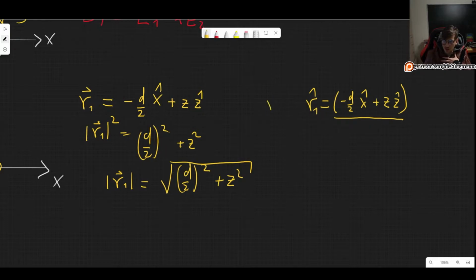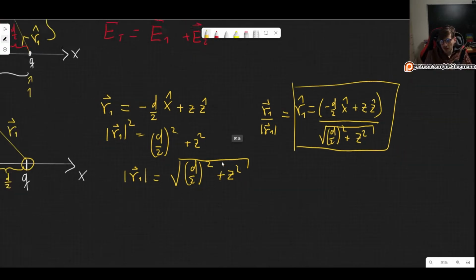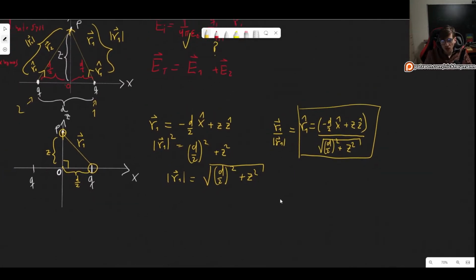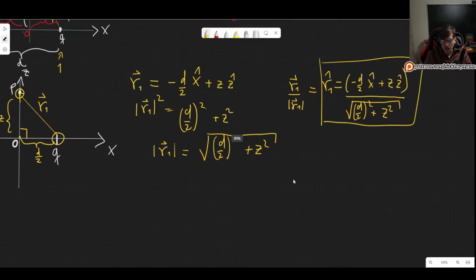Now let me maybe write this out. So r1 over the modulus of r1 is r1 hat, right? The unit vector. So we already found the modulus. So this is the square root of d over 2 squared plus z squared. And there we go. This is the unit vector. So now we are in a position to put everything together into our formula for the electric field.